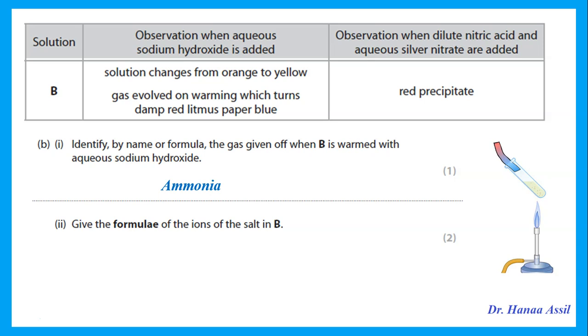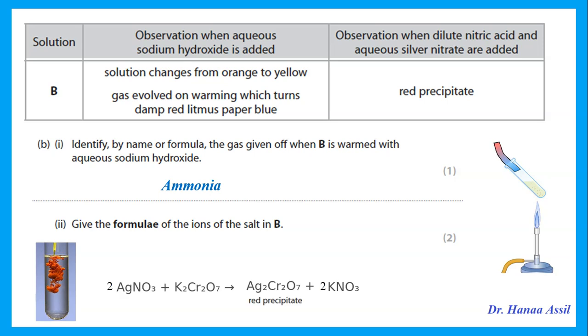Then he added dilute nitric acid and aqueous silver nitrate and he got a red precipitate. Now what gives a red precipitate with aqueous silver nitrate? You should remember that silver nitrate with dichromate salt gives a red precipitate. So this red precipitate is a precipitate of silver dichromate, and that means that the formula of the ions in the salt are, we said we have ammonium NH4+ and dichromate Cr2O7 2-.